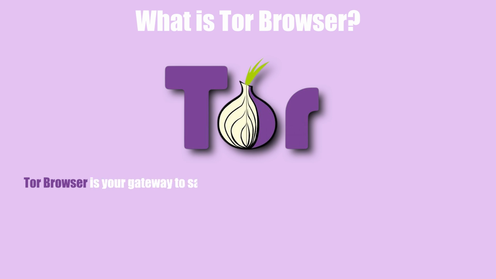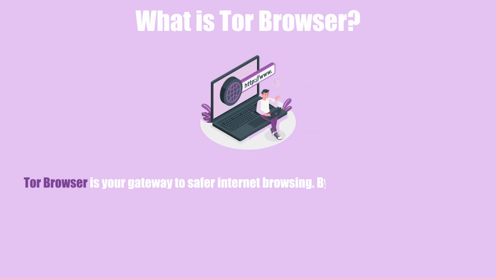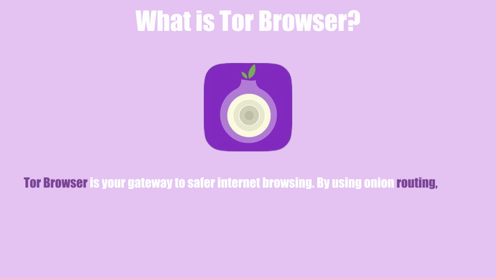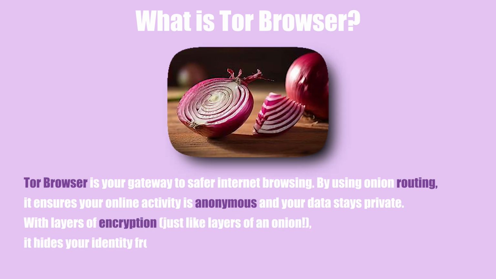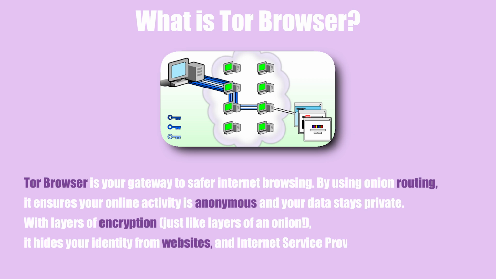Tor Browser is your gateway to safer internet browsing. By using onion routing, it ensures your online activity is anonymous and your data stays private. With layers of encryption, just like layers of an onion, it hides your identity from websites and internet service providers and even blocks tracking cookies.